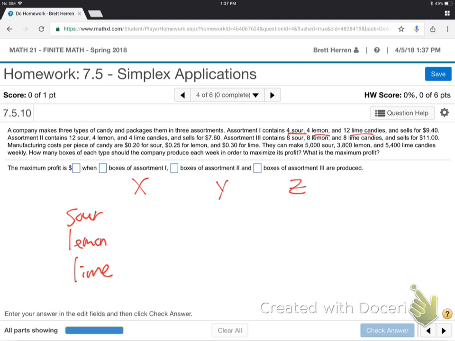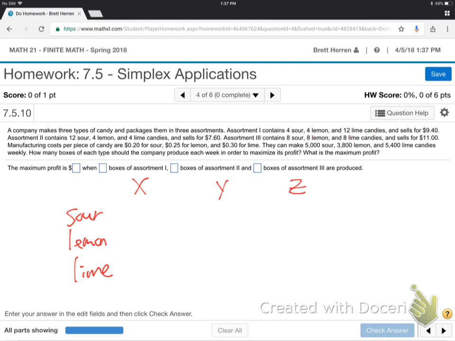That's not what they're asking for. If they said in the end, how much sour, how much lemon, then I would put that across the top, right? But they're not. They're saying how much assortment 1, 2, and 3. So that's what goes across. So whatever they're asking for goes across the top. Any other qualities go down the side. Okay, that'll be helpful to you. It won't really work on number 6, but it'll work on most of the problems. We'll do number 6 in a second. That one's a special one.